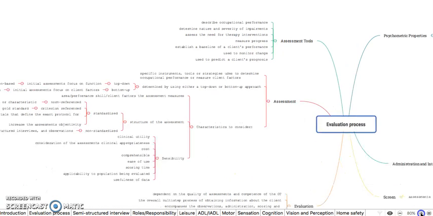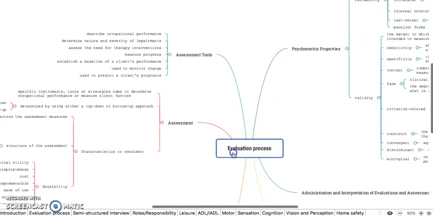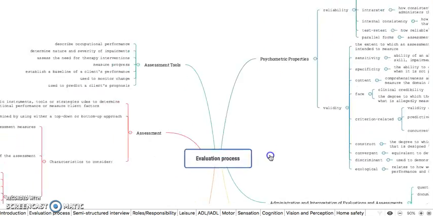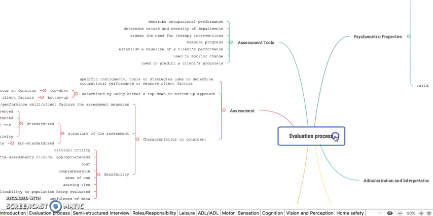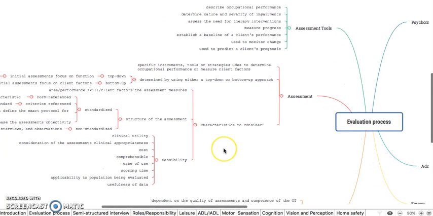process. Some important properties you want in the assessments you use are reliability and validity. And some characteristics to consider when choosing an assessment are the area of performance skills and client factors measured, and the structure of the assessment, and the sensibility of the assessment.